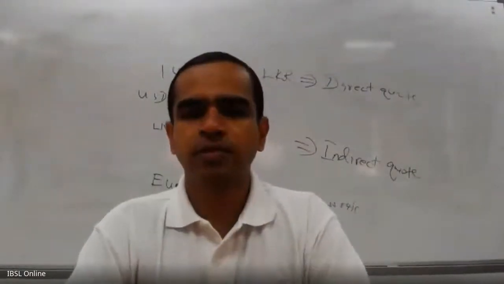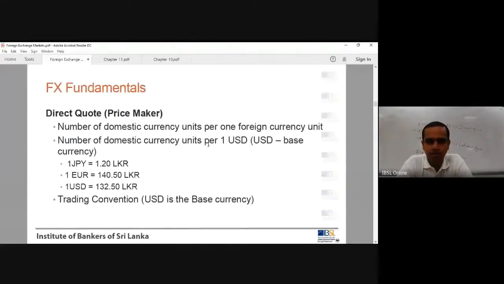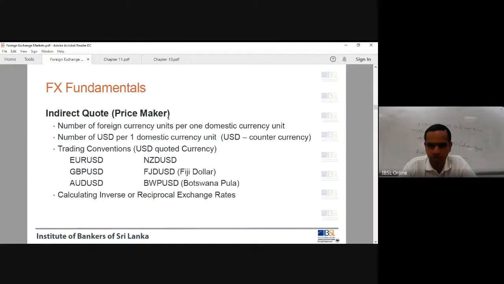Direct quote is the number of domestic currency units per one foreign currency unit, or the number of domestic currency units per $1 in Sri Lanka, right? So if you are quoting 1 yen, for example, is 1.2 rupees, 1 euro, 140 rupees, $1 is 132.50 rupees. So you always remember, you're always quoting a unit of foreign currency in terms of local currency. That's called a direct quote.